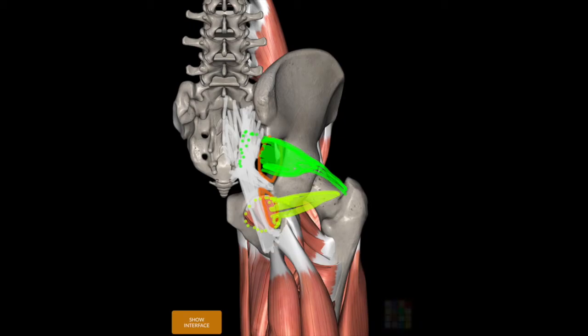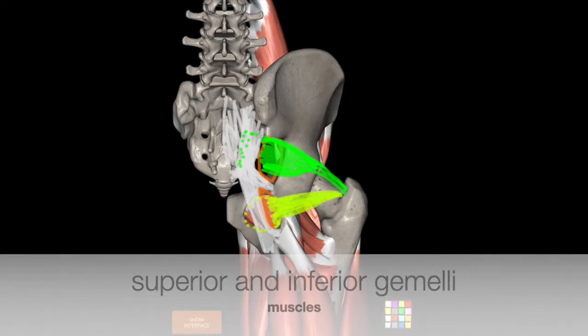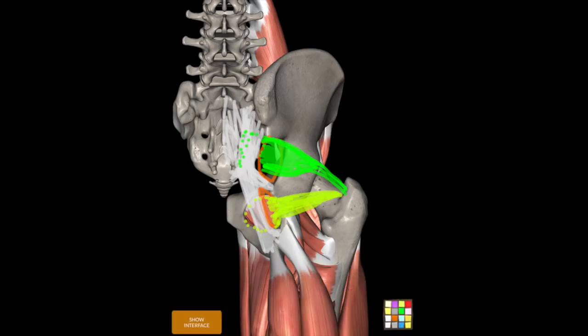So this spills out of the lesser sciatic foramen, and it's flanked by two muscles that are twins. They are the superior and inferior gemelli, gemellus meaning one of twins, like Gemini. And these muscles start on the external pelvis, just above and below the lesser sciatic notch.